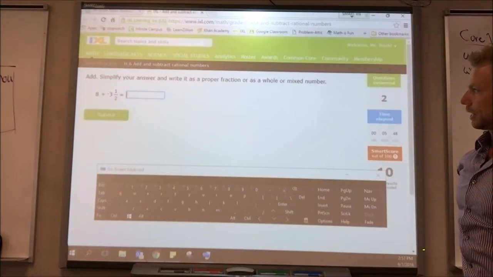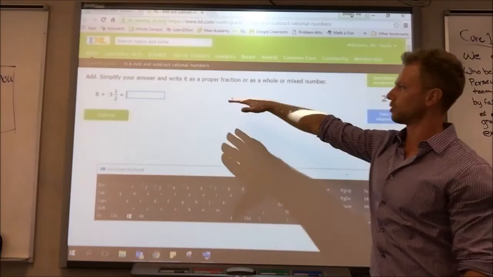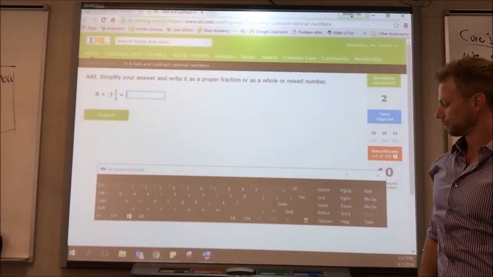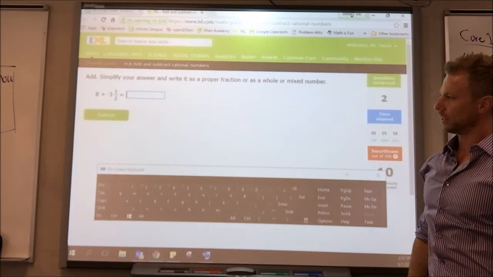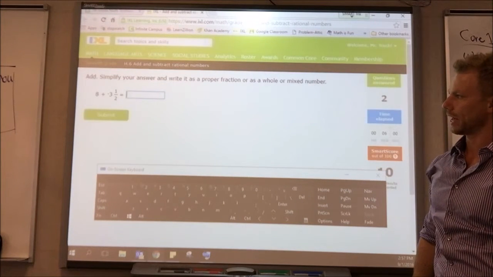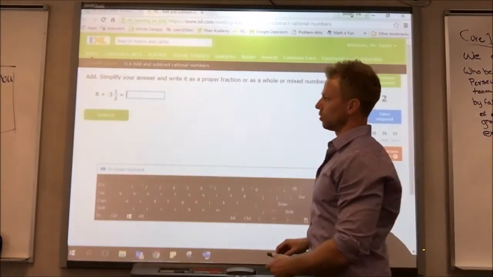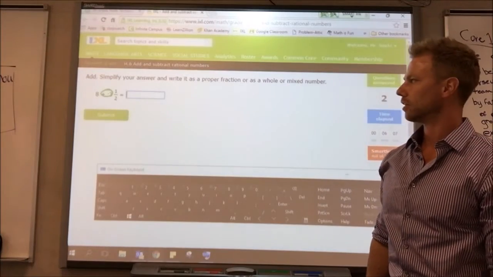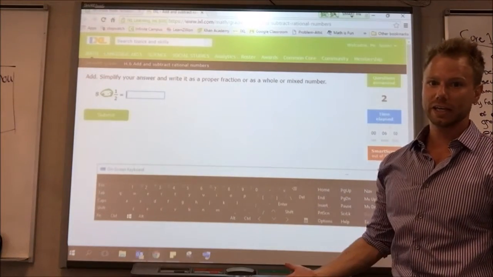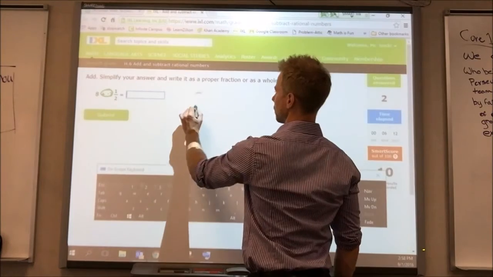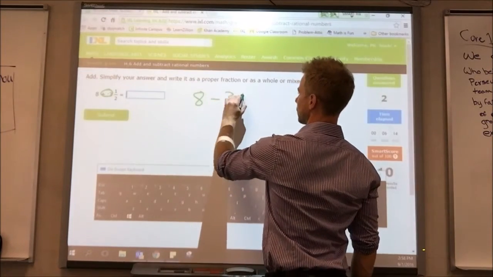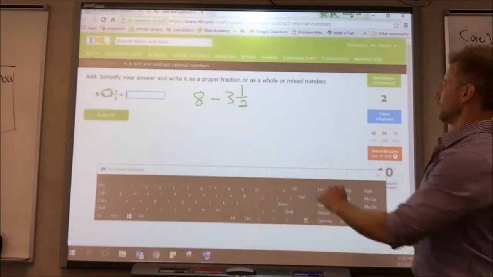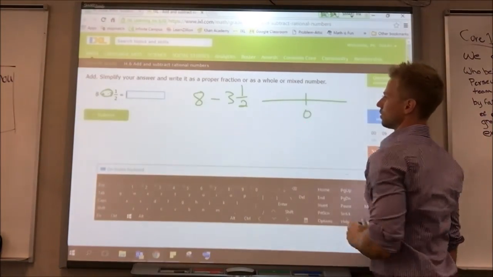We'll try another one like that. This time it says, write your answer as a proper fraction, whole number, or mixed number. Okay? So we have 8 plus -3 and 1/2. First thing we'll do is simplify these signs here. We have a positive and a negative, which are unlike, so they simplify to a negative, so that becomes 8 minus 3.5. Okay? I would probably draw a number line for this one then.